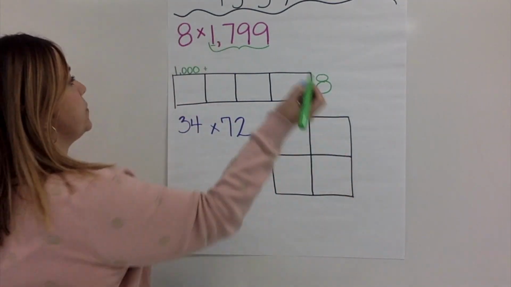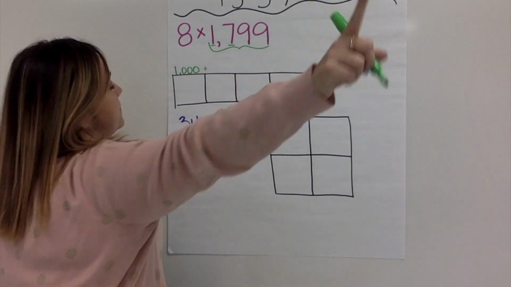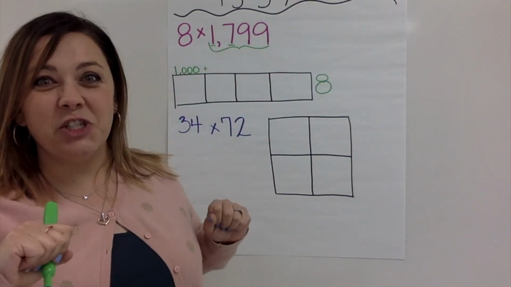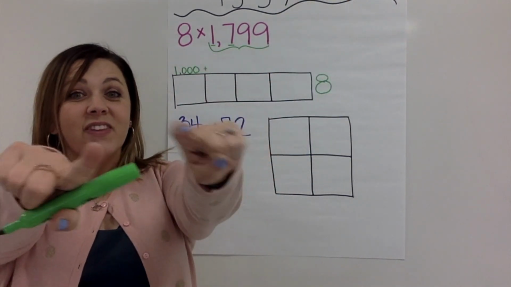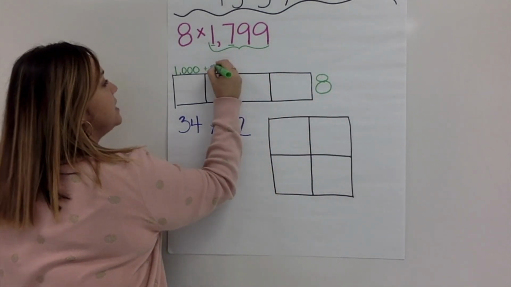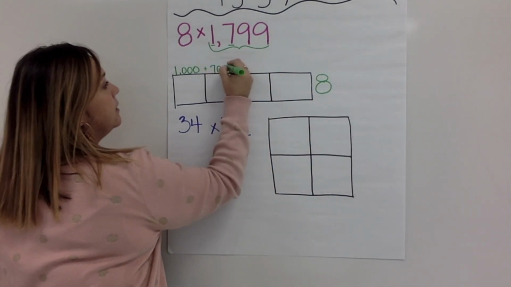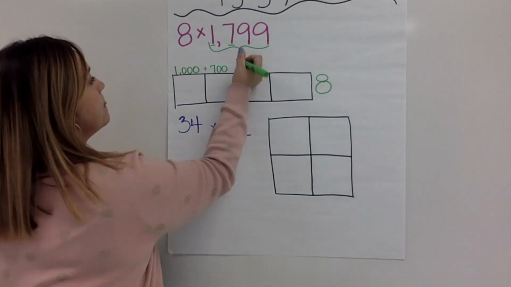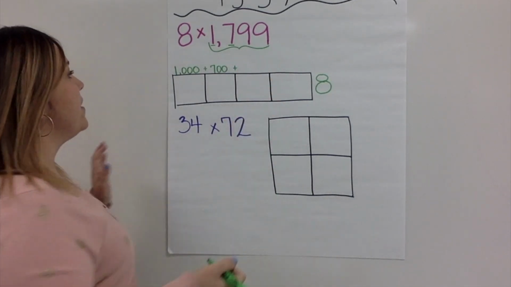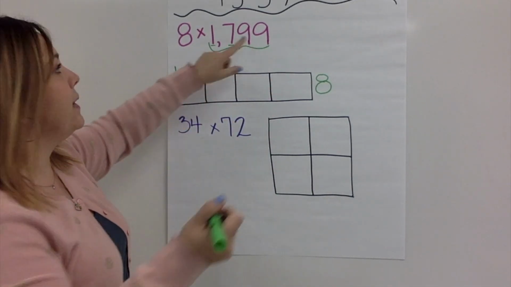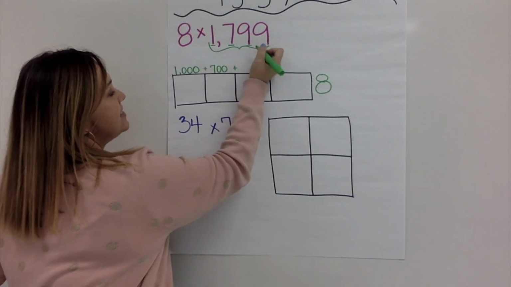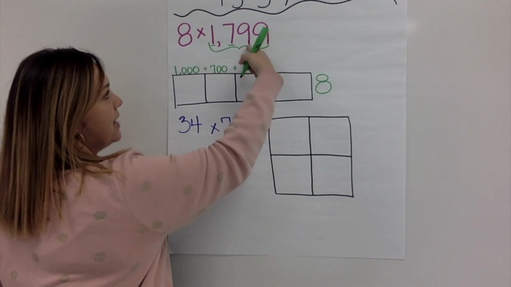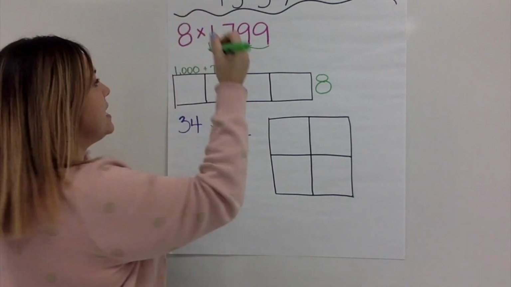All right, the next digit we have is a 7. What place is it in? Yes, the hundreds place, so it has a value of 700. You are correct. We're going to write that one here. Now, remember we're going to add that together. Let's look at our next place. What place is this? Yes, it is the tens place, so this 9 has a value of 90.